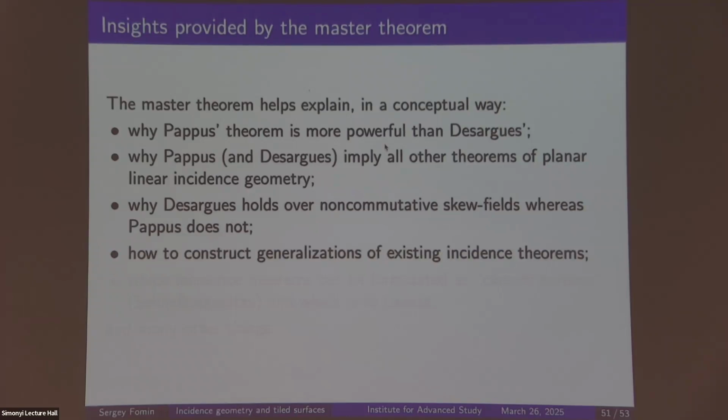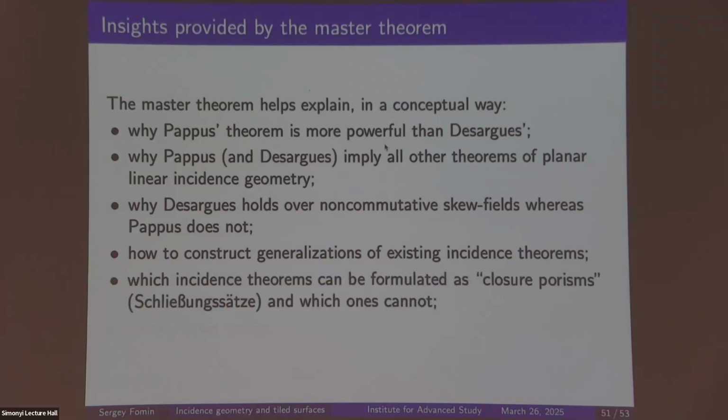How to construct generalizations of existing incidence theorems by tweaking a given tiling. I don't have time to explain, but we have a full section about that. Which incidence theorems can be formulated as closure porisms, these Schließungssätze that I mentioned, and which ones cannot. This is related to the existence of some Hamiltonian cycles in the dual graphs of these tilings, and many other things.